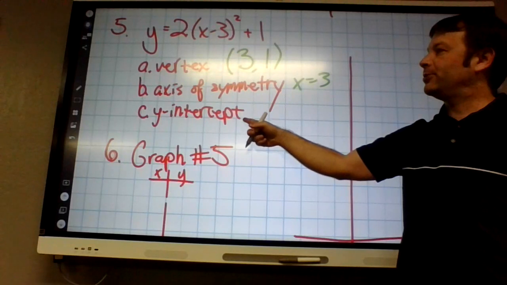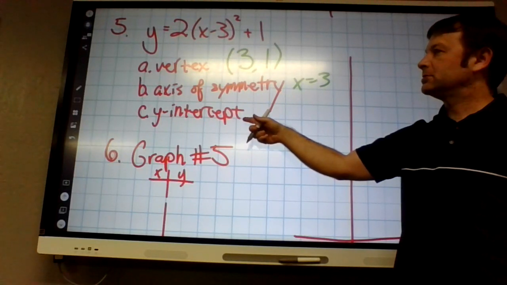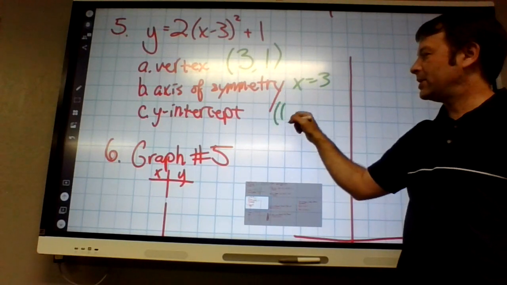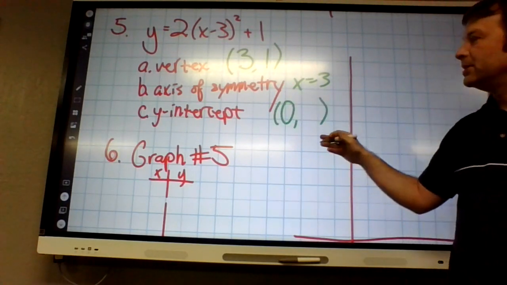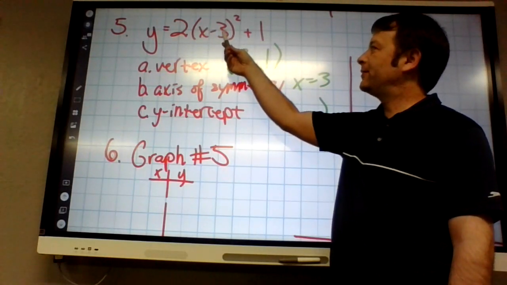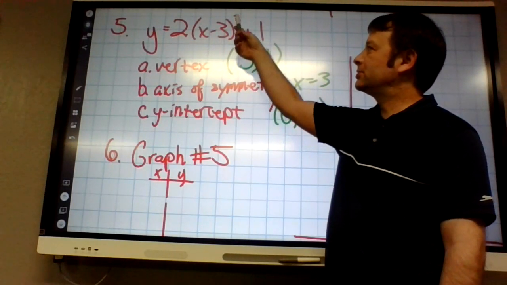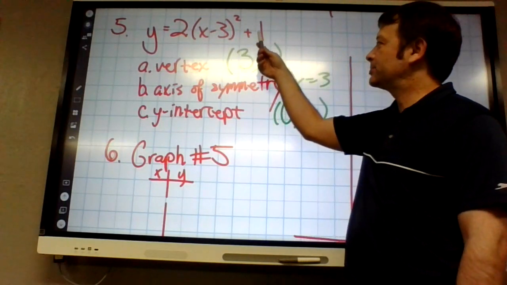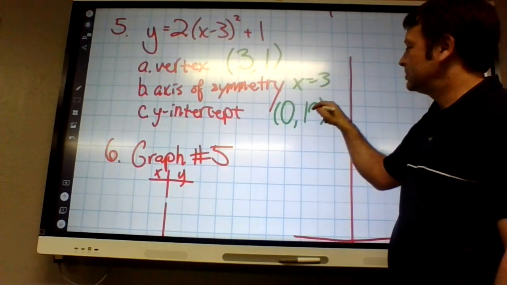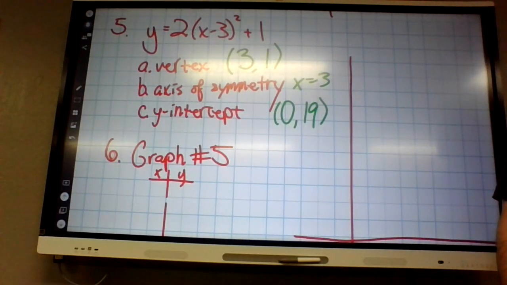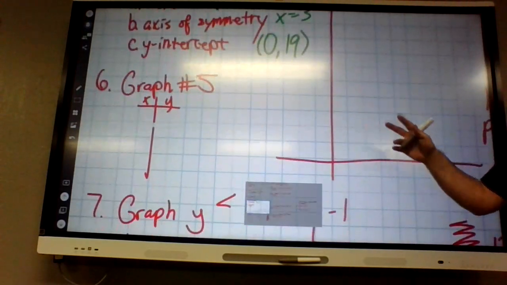Okay, how do we find the y-intercept? Put a 0 in for x. Yes. So if we put a 0 in for x, what do we get? Negative 3 squared is 9 times 2 is 18 plus 1. 19.